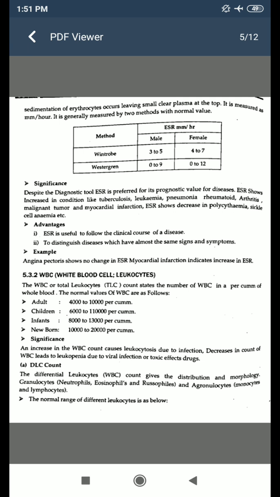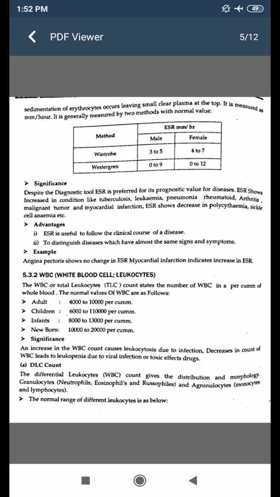Then first, the DLC count. The different leukocytes, WBC. Differential leukocyte count gives the distribution and morphology. Granulocytes, that is neutrophils, eosinophils, and basophils, and agranulocytes, that is monocytes and lymphocytes. The normal range of the different leukocytes is as below. The name of the leukocytes, percent count and absolute count per cumm.